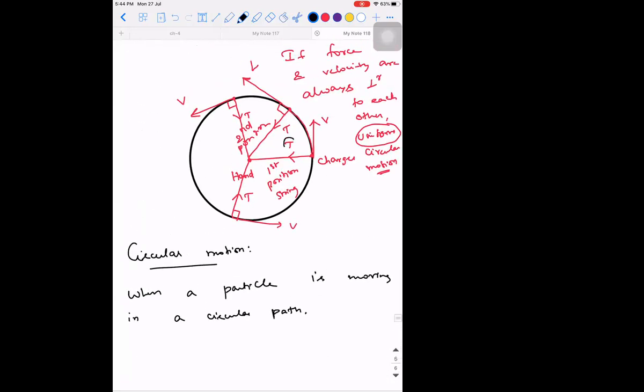I told you about this tension. This tension is a force, and this tension is what is called the centripetal force. Centri means center. Petal means seeking. So something which is seeking towards the center is what is called centripetal force. To put it in very simple terms, the force which is acting towards the center of a circular motion is called centripetal force.